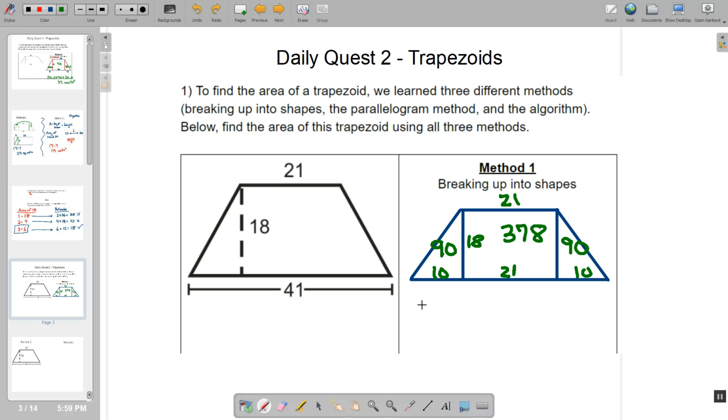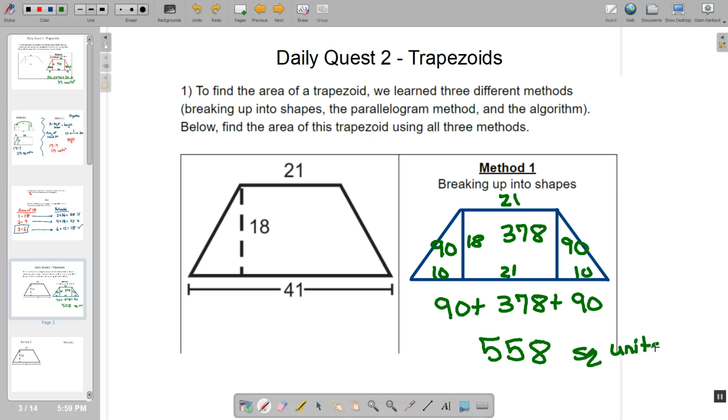378 square units. So now I add those three together, and I get the area of 558, as my friend 50 Cent would say. And once again, we're going to do square units. Let's do the other two methods.